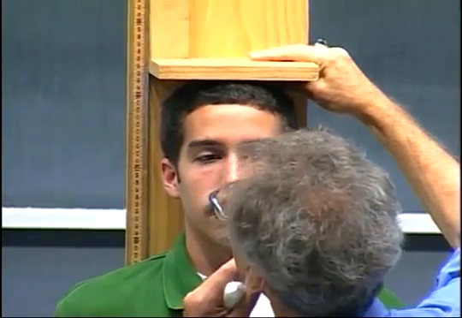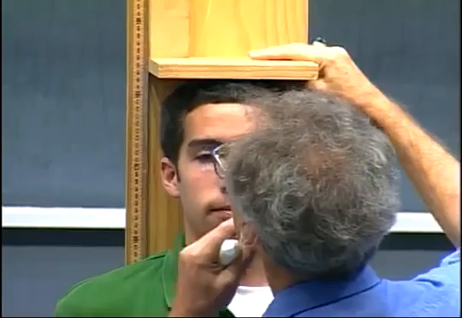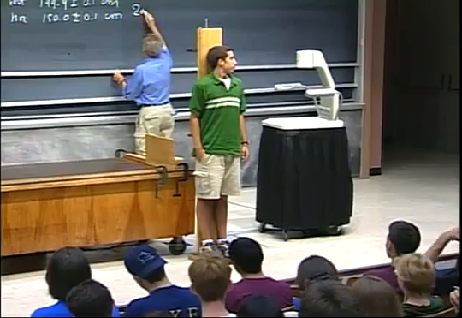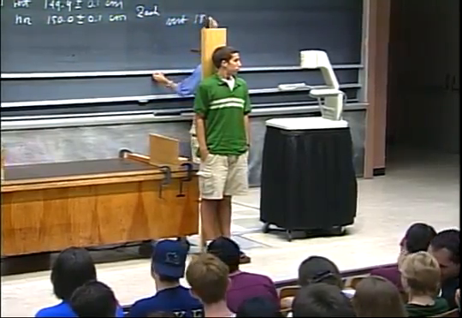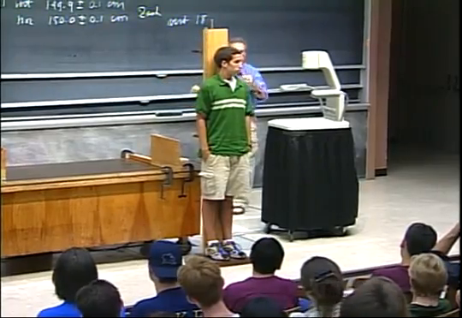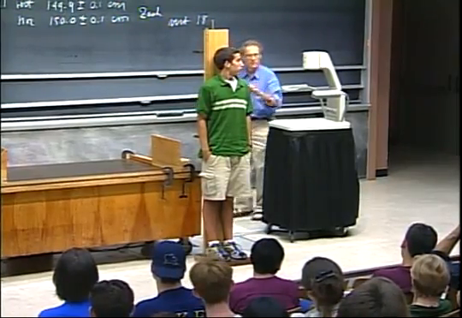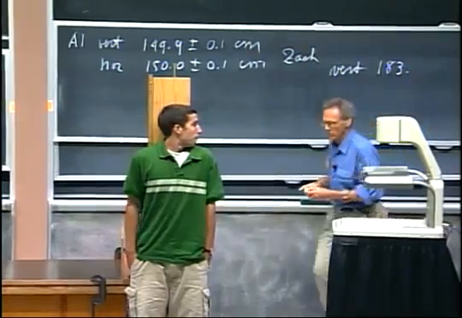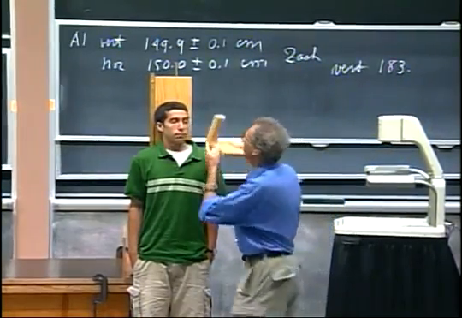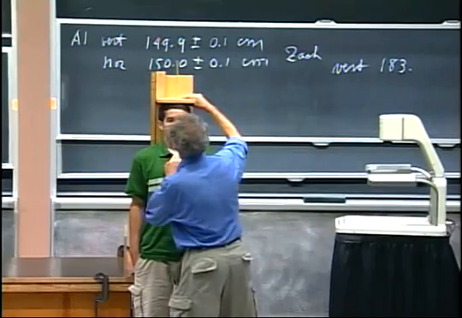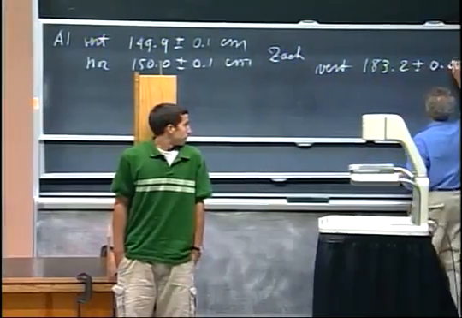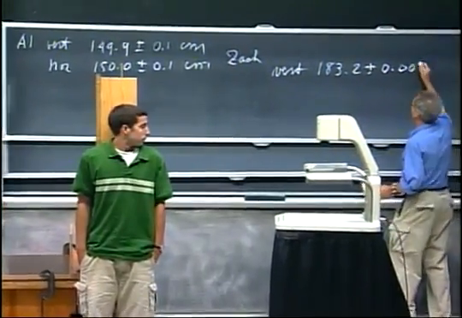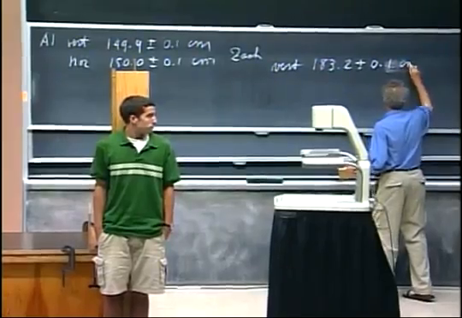Okay, 183.2. Stay there, don't move. This is vertical. What did I say, 180? 183.2, okay. And an uncertainty of about 0.1 centimeters.